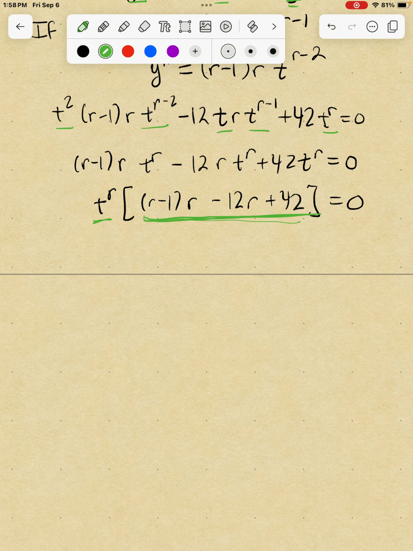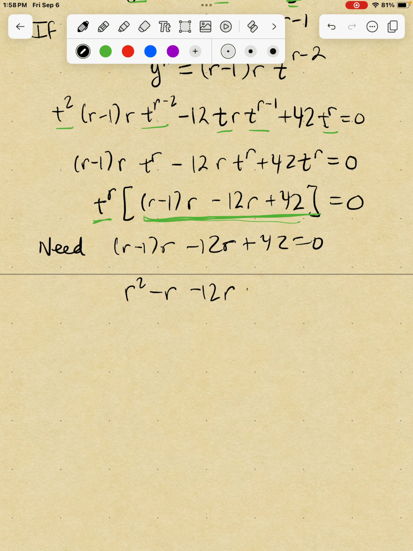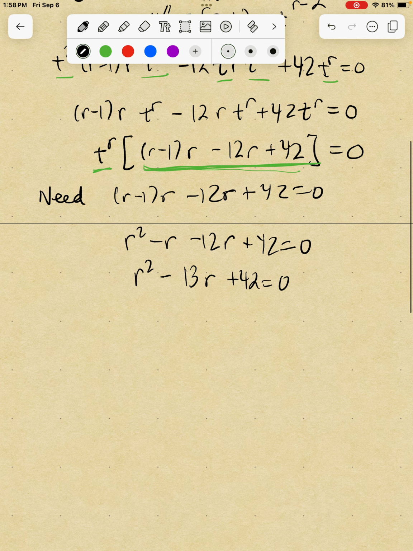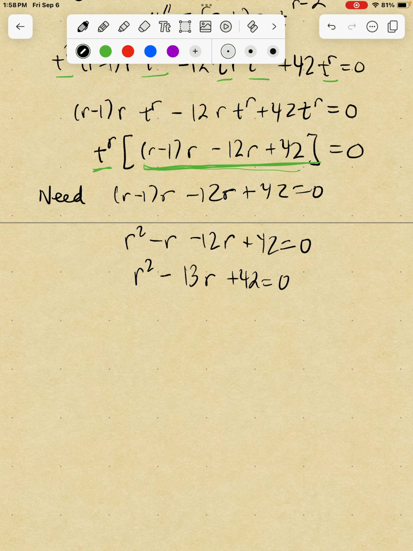So we need this to be 0, and okay, what value of r is going to do that? Well, I have an r minus 1 times r that becomes r squared minus r, and then minus 12r plus 42 equals 0. And that simplifies to r squared minus 13r plus 42 equals 0. And can you factor that? Yes, that factors as r minus 6 times r minus 7 equals 0.